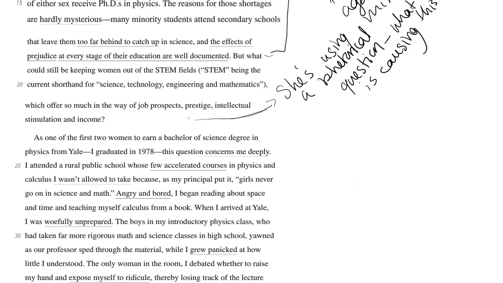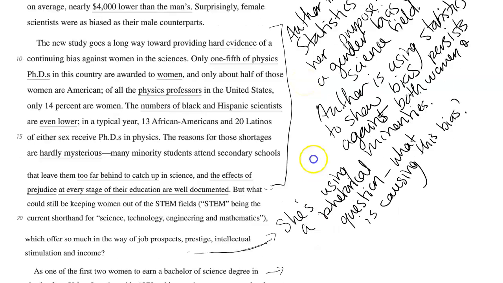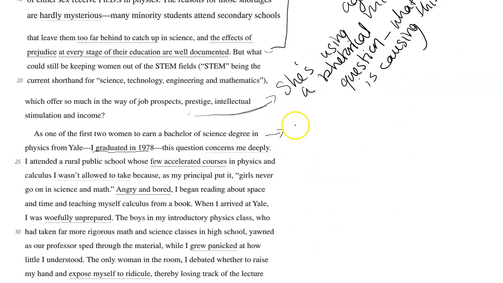"As one of the first 2 women to earn a Bachelor of Science degree in physics from Yale, I graduated in 1978." So here we notice the author's use of first person. She has shifted from this use of statistics to now her own personal experience. So the author shifts to personal experience.